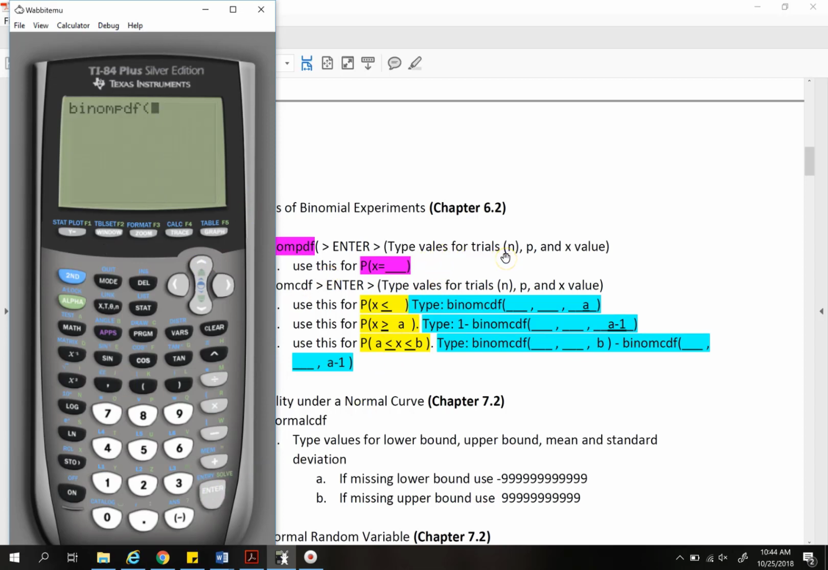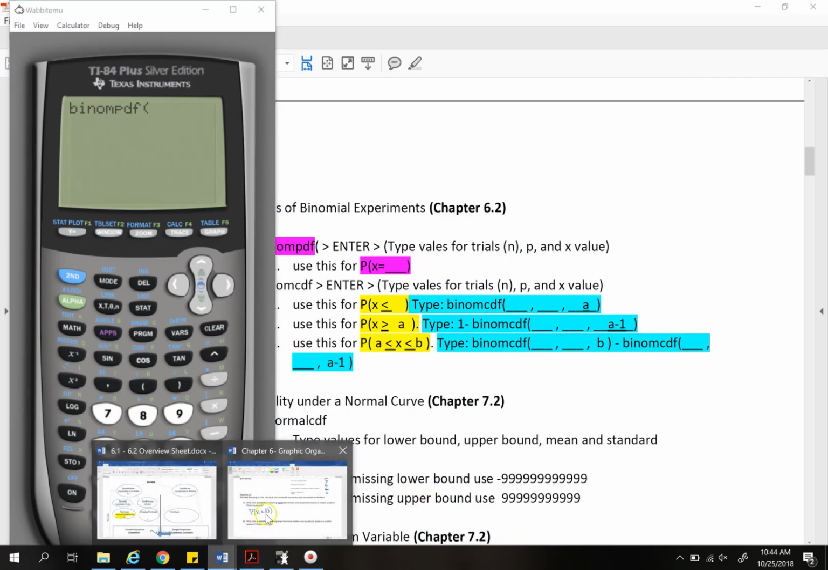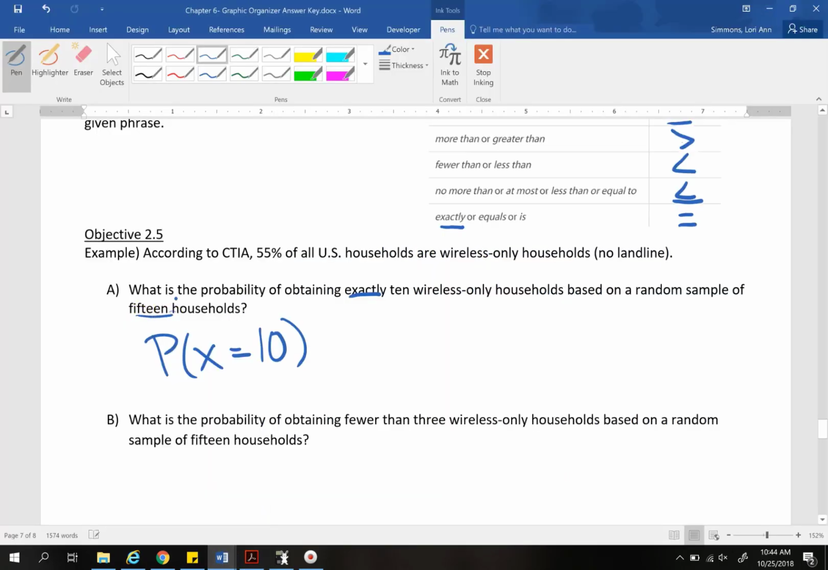We're going to enter your trials. So how many times are we performing this sample? 15. So n is equal to 15. X is equal to 10. And what's the probability? So they give us a probability, 55% are wireless only, and we want to know the probability of wireless only households. So these match up, so you can use this percent. Again, if it would have said not wireless, then your success would have been the complement of this. So 0.45 would have been your probability of success if the word not was here.